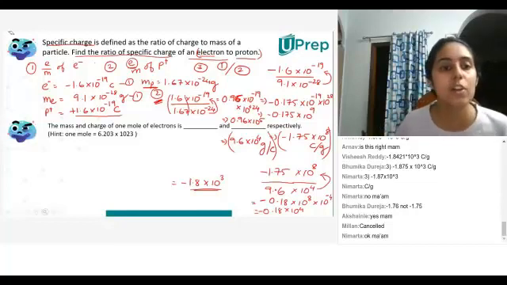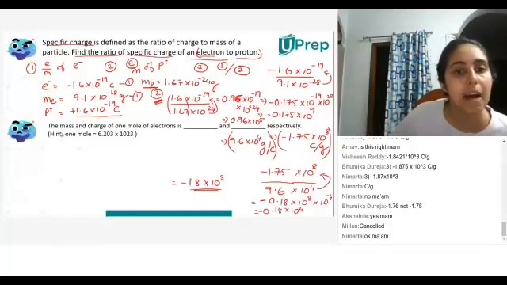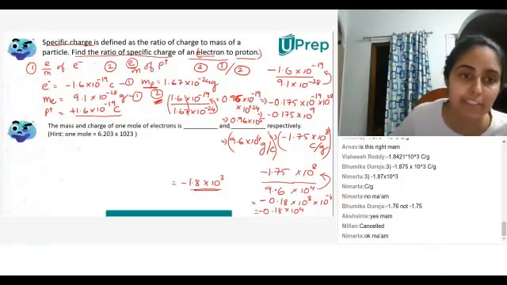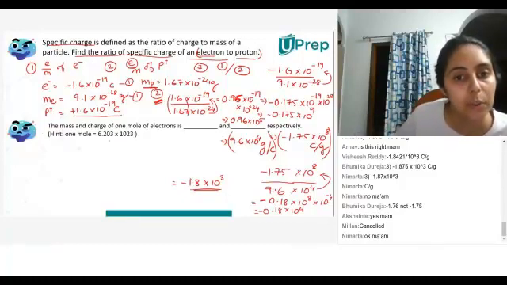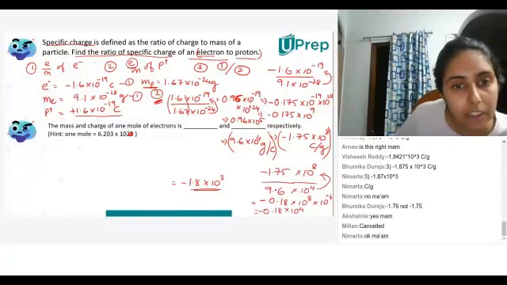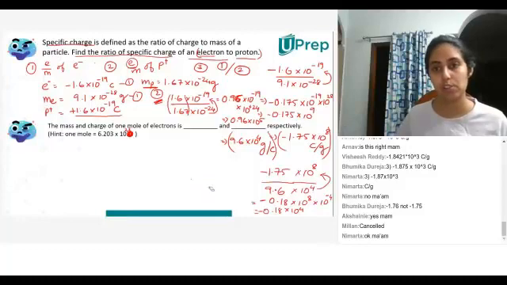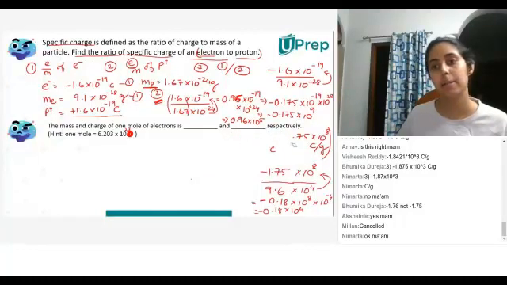So yeah, can you guys solve the second question? It says the mass and charge of 1 mole of an electron is dash and dash respectively. 1 mole is equal to 6.023 into 10 to the power 23. Okay. So just solve this and tell me what your answers are.